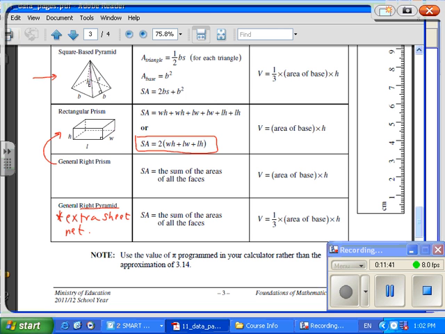So try some of those questions out and check your answers. The worksheet key is posted on the website.